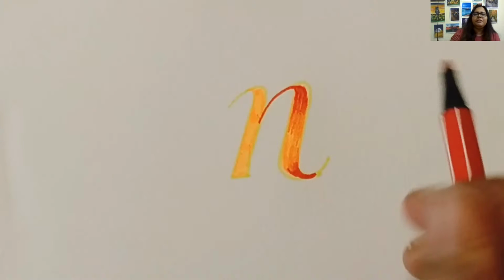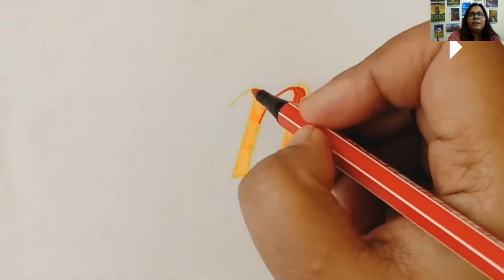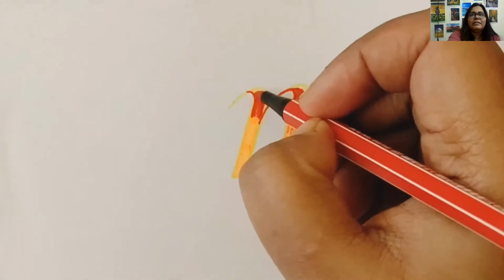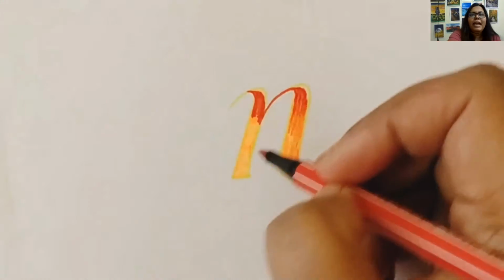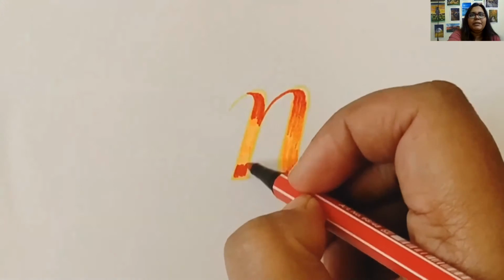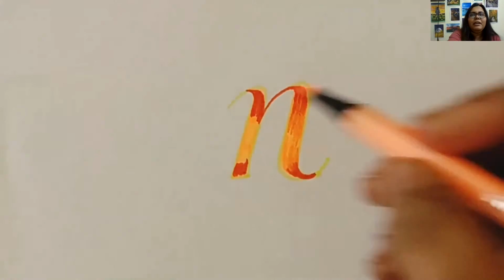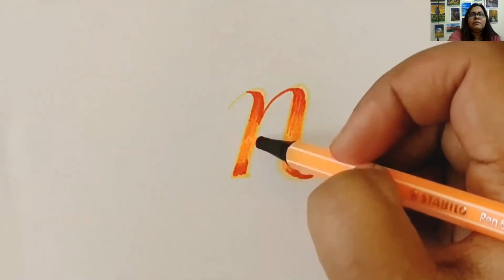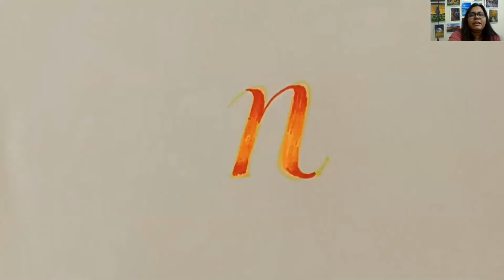I will just repeat it once more. See, there is one more darkened portion left. At the top, I will again apply some red color like this, and at the bottom a little bit. And then I will take my orange color and drag that color like this. See how nicely it's mixed and it's giving a nice shading effect.